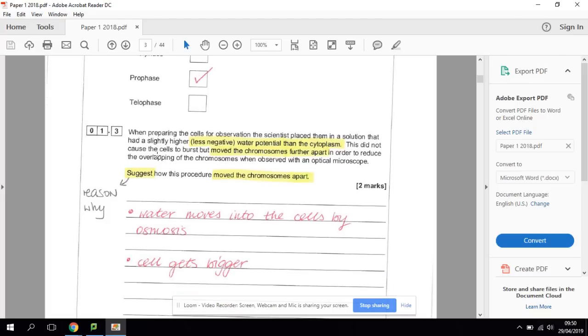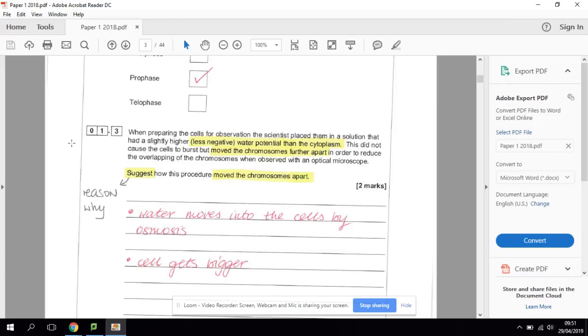Next, we've got here a question. When preparing the cells for observation, the scientists placed them in a solution that had a slightly higher, so that means less negative, water potential than cytoplasm. This did not cause the cell to burst, but moved the chromosomes further apart in order to reduce the overlapping of the chromosomes when observed with an optical microscope. Suggest, so give a reason why, how this procedure moved the chromosomes apart.